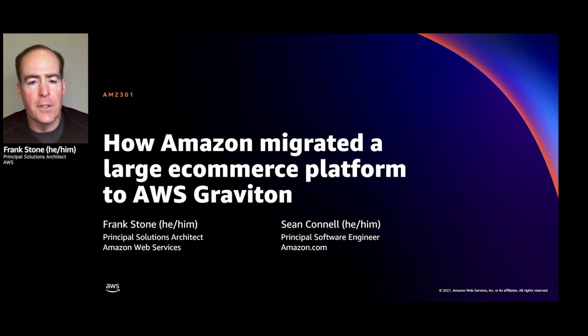And joining me today is Sean Connell. Sean's a Principal Software Engineer with Amazon.com and works on the DataPath team, which is one of the largest backend platforms powering Amazon.com. And they've transitioned tens of thousands of instances to AWS Graviton with increased performance and reduced costs.